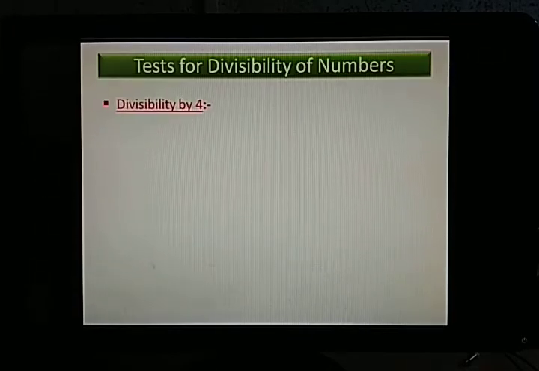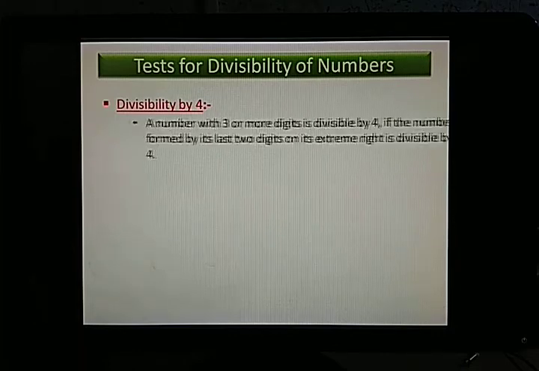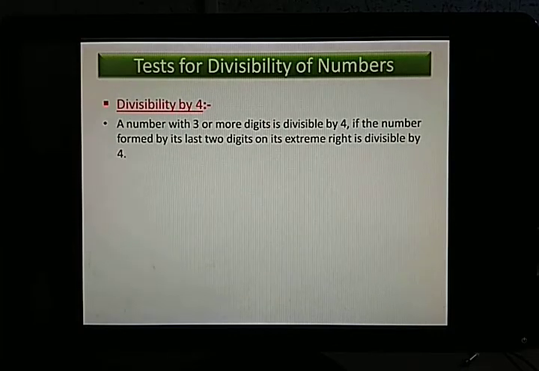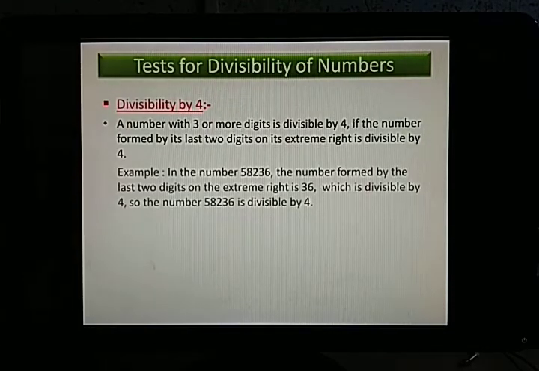Now moving on. Next is divisibility by 4. A number with 3 or more digits is divisible by 4 if the number formed by the last 2 digits on the extreme right is divisible by 4. If it is a small number, no problem, but if it is a larger number, say a 3-digit or a 4-digit number, then to check whether it is divisible by 4 or not, you can see an example here.